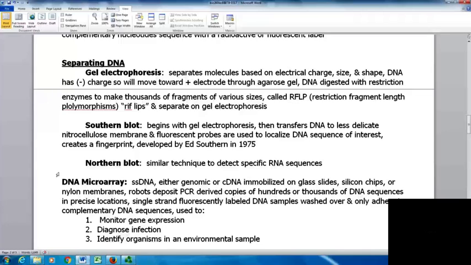In the Southern blot, this will begin with gel electrophoresis. Then you will transfer the DNA to a less delicate nitrocellulose membrane, and fluorescent probes are used to localize the DNA sequence of interest. This will create a fingerprint. So this was developed by Ed Southern in 1975. The northern blot is a similar technique that's used to detect specific RNA sequences.